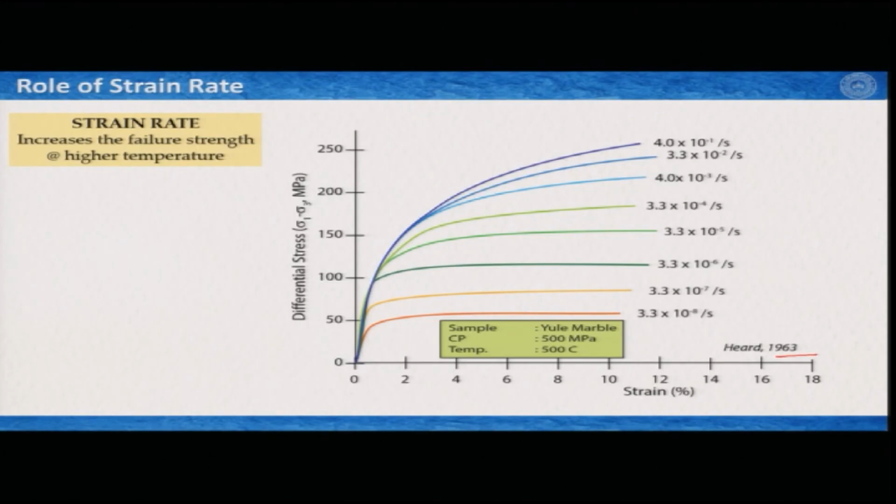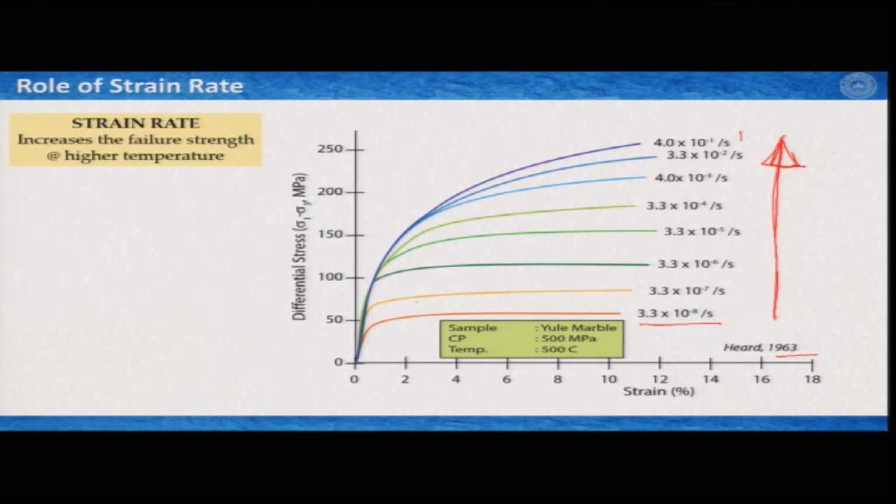So, these two were kept constant, and he varied the strain rate from 4.0 times 10 to the power minus 1 to 3.3 times 10 to the power minus 8 per second. So, clearly we can see that from here to here the strain rate is increasing, with the magnitude here being 8, then 7, then 6, then 5 and so on. So, with orders of magnitude one can change the strain rate in an experiment, and this is how the strain rate has increased.